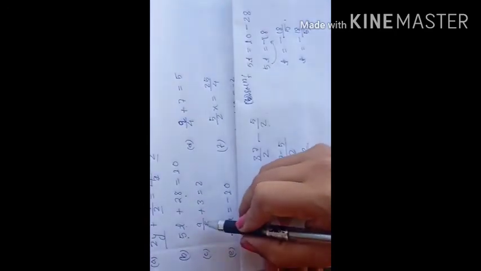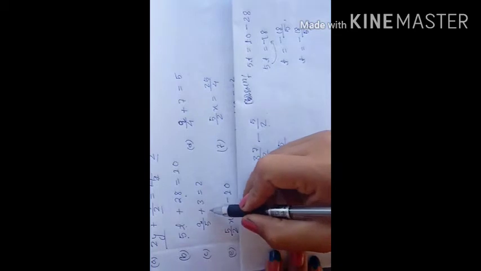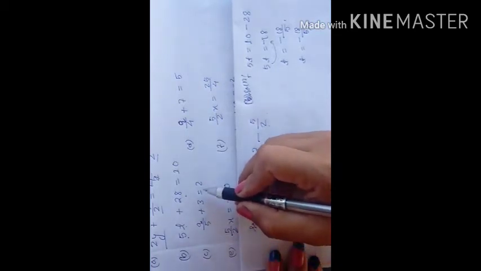So t value is minus 18 by 5. We can keep it this way, or else we can divide and write it as a mixed fraction, but in the question it is not asked, so we can keep it this way. Now next, question number C. It is given q upon 5 plus 3 is equal to 2.